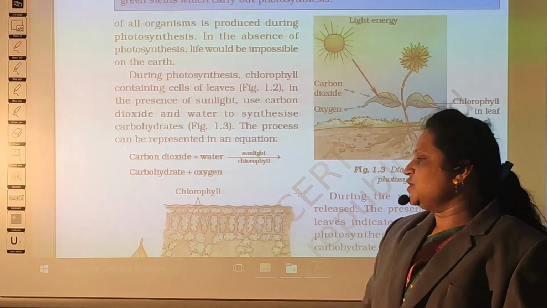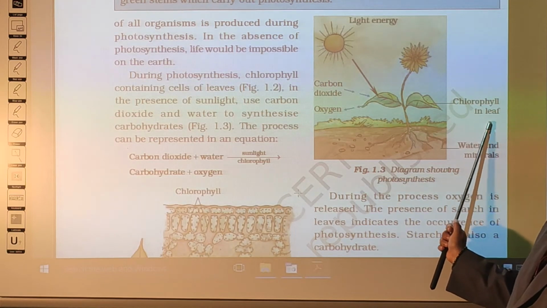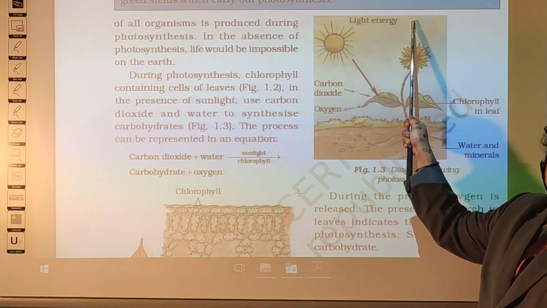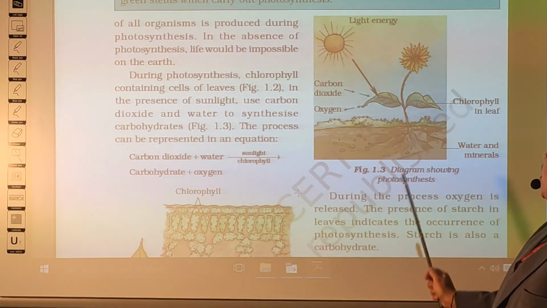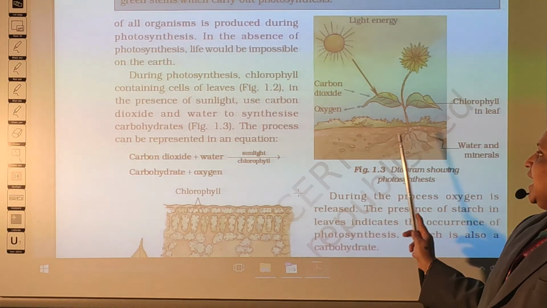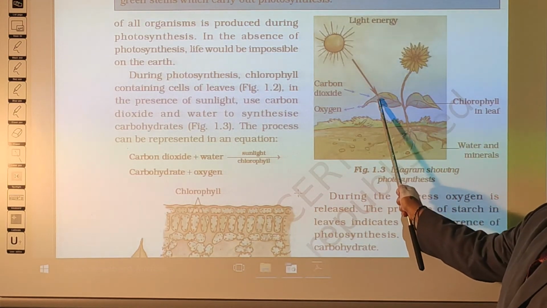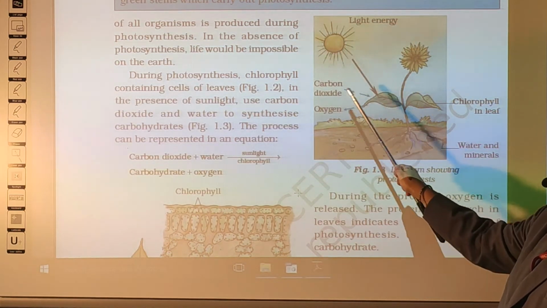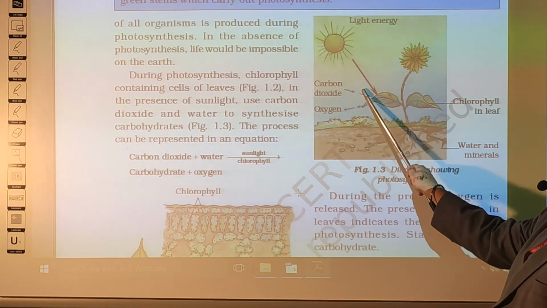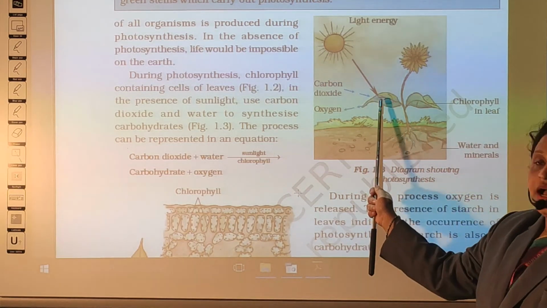well as animals also. So look at here, chlorophyll in the leaf, carbon dioxide and oxygen, it is called a light energy. So roots help us to absorb water and minerals. With the help of xylem and phloem, that water and mineral reach the leaf. With the help of sun rays, carbon dioxide, and water and minerals from the soil, this process is called chlorophyll. This process is called photosynthesis in the leaf.